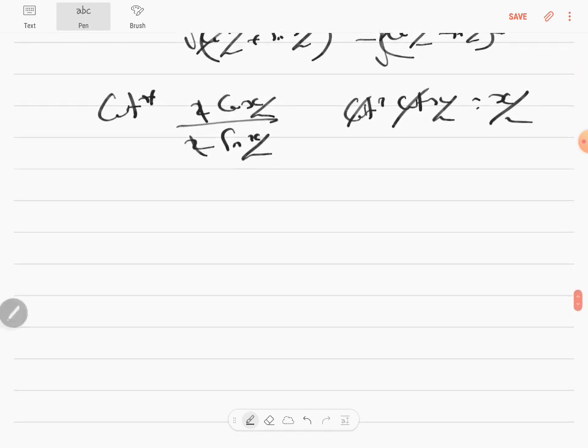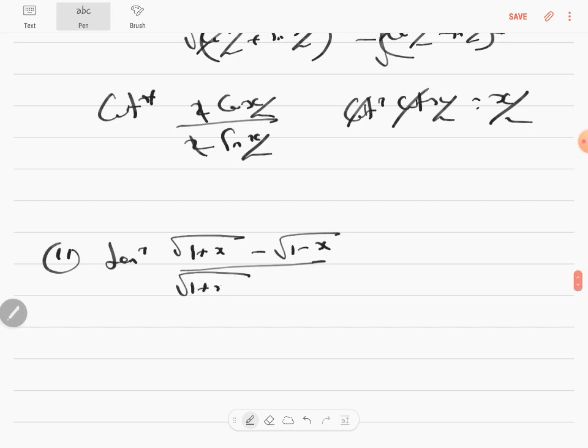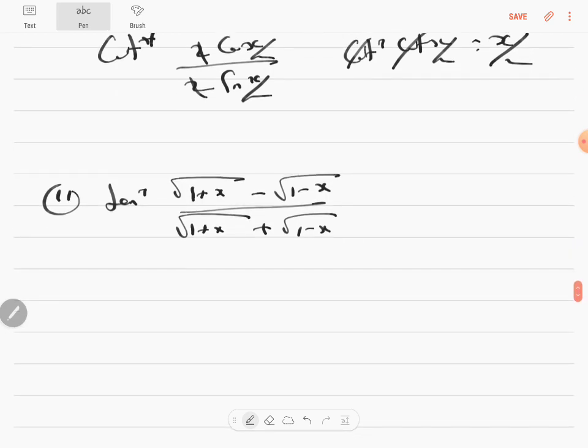is the 11th sum. It's tan inverse of (root of 1 plus x minus root of 1 minus x) by (root of 1 plus x plus root of 1 minus x). You have to prove it to be equal to pi by 4 minus half cos inverse of x. The moment you hear 1 plus cos x, 1 minus cos x, x is cos theta.